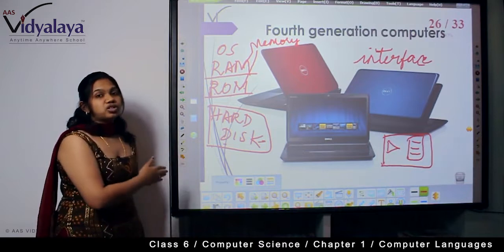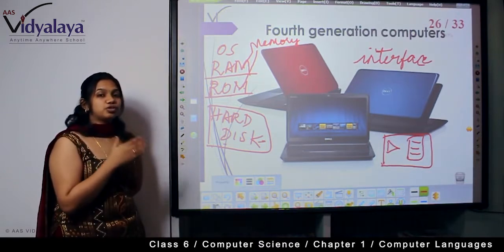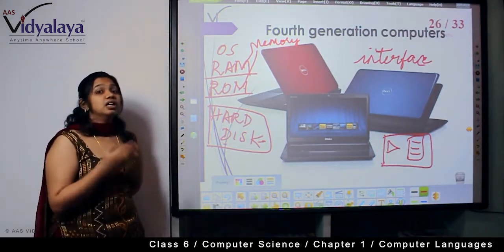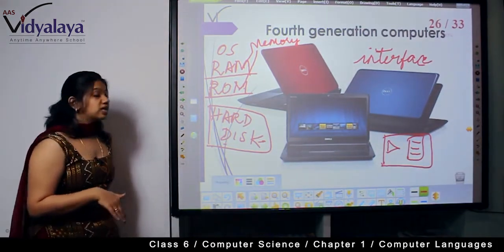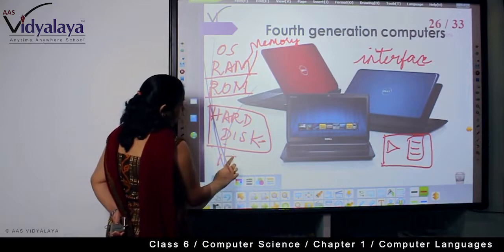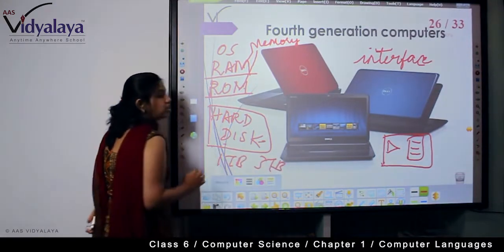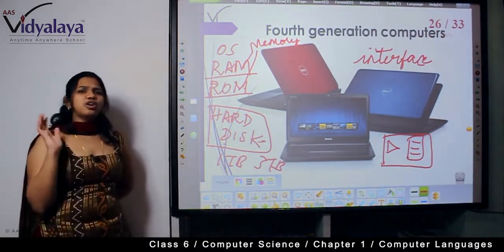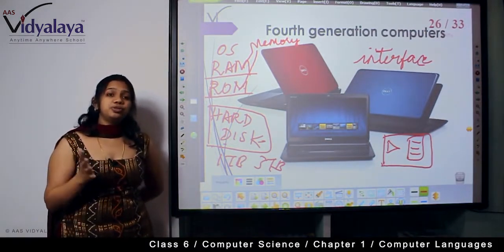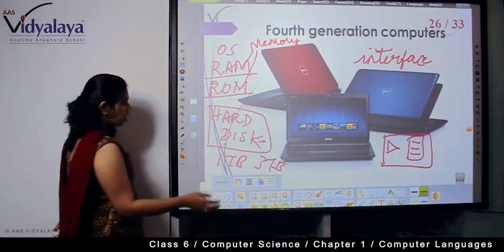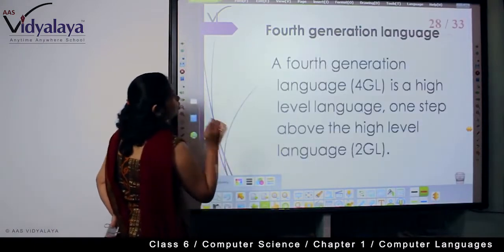So the storage device used in 4th generation computers is called a hard disk. They have varied amounts of size. Right now we have 1 TB, 3 TB hard disks and so on. So it has a large amount of space compared to 3rd generation and 2nd generation computers. Is that clear? Alright.